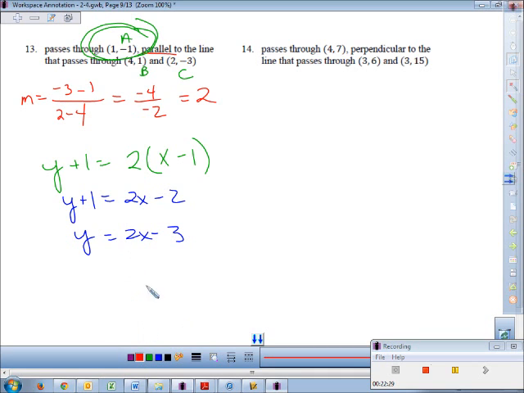There's slope-intercept form. When you get there, you can check yourself. And then standard form also. Yeah, that's what I want to do. I want to double them up.